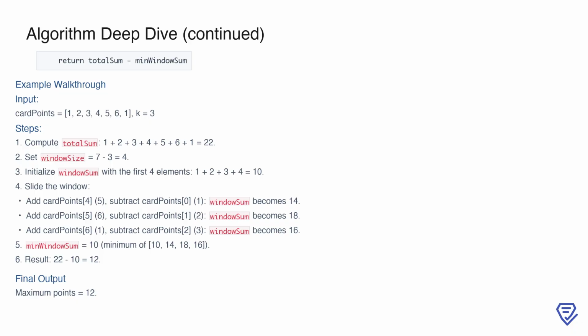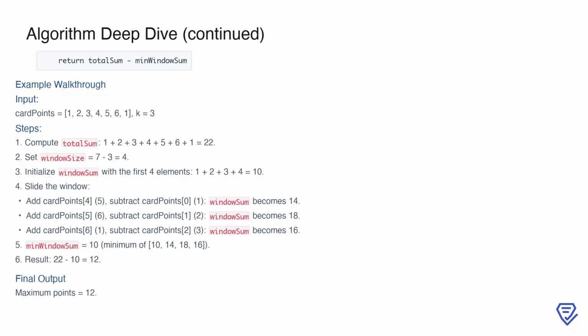Now, slide the window to the right. Add the next card, 5, and remove the first card, 1. The window sum becomes 14. Continue sliding by adding the next card, 6, and removing the second card, 2. The window sum becomes 18. Finally, slide again by adding the last card, 1, and removing the third card, 3. The window sum becomes 16.